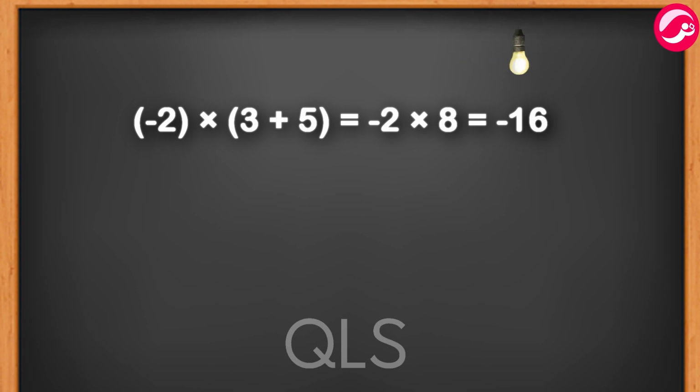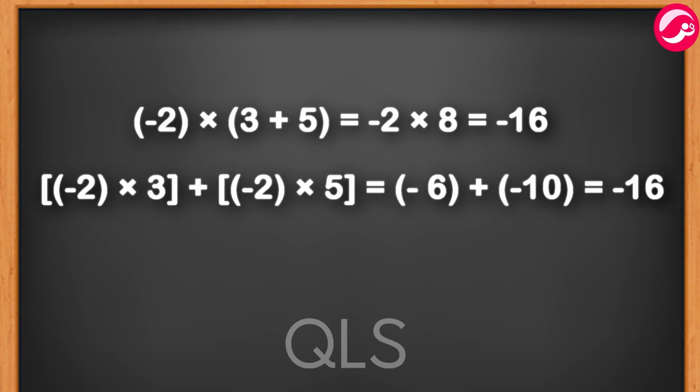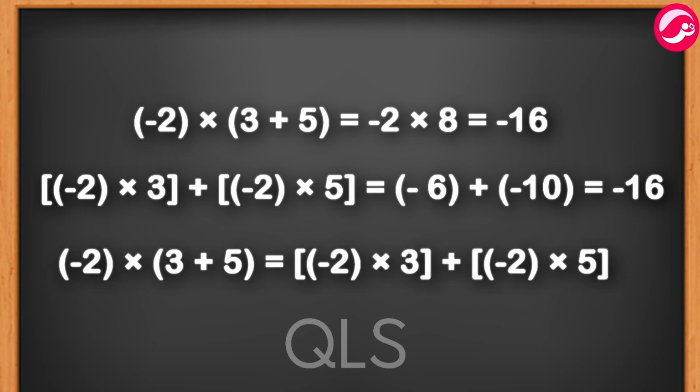Can we say 3 plus 5 is 8? Yes, 3 plus 5 is 8. Minus 2 into 8 is equal to minus 16. Now, minus 2 into 3 plus minus 2 into 5 will be minus 6 plus minus 10. Again, the answer will remain minus 16. So, we will get the same answer in each of the cases.